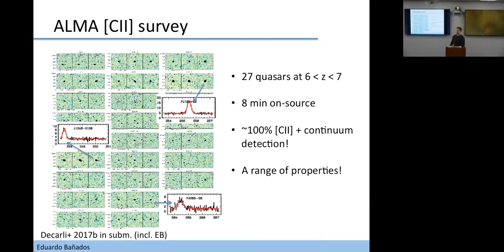Hopefully you see here the positions of some of those. The take-home message is that we basically detect the host galaxies of all of these objects, in only 8 minutes. Only in 8 minutes with ALMA, you can detect some of the most distant galaxies we know, which I think is really phenomenal. And all of them in C+, and some of them also in continuum, so-called dust. They show a range of properties that's summarized in the previous slide. And I'm coming back to this ALMA survey in a few slides.